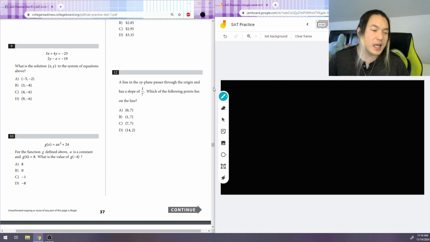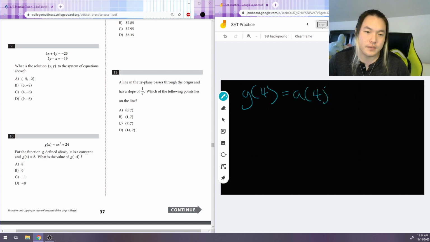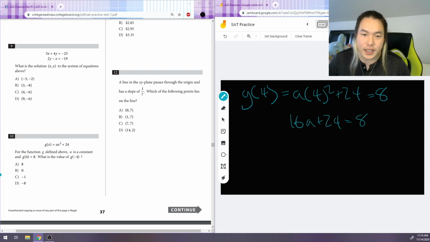Yeah, but I probably wouldn't think of it that way. I mean, if I'm trying to work quickly, I might not think of that solution immediately. So how I would solve it is just plug in 4 and then solve for a. And this is going to be equal to 8, right? They've told us that. So this would become 16a plus 24 equals 8.